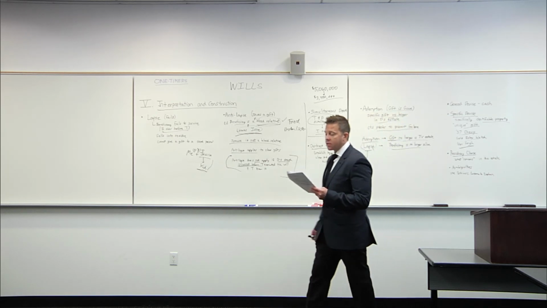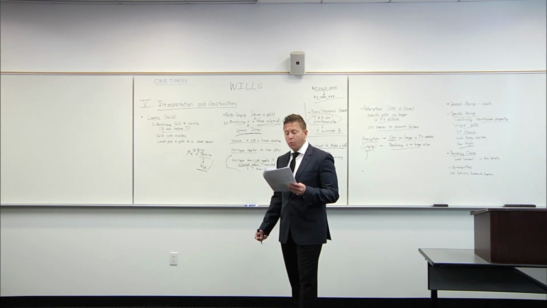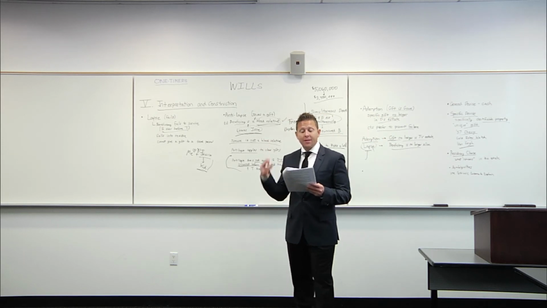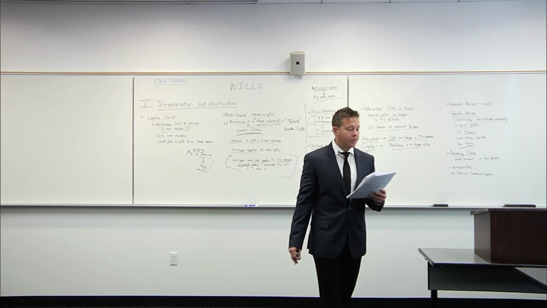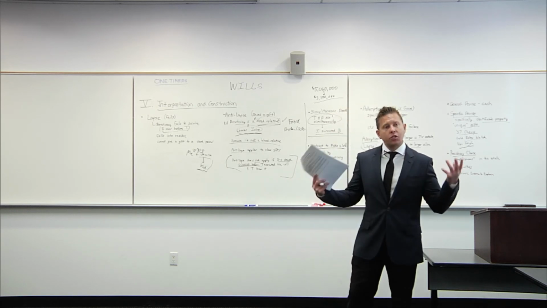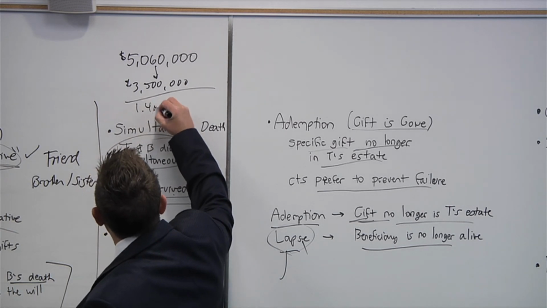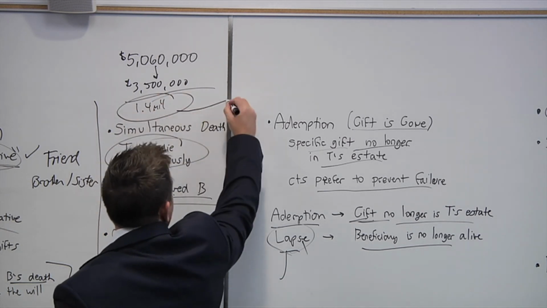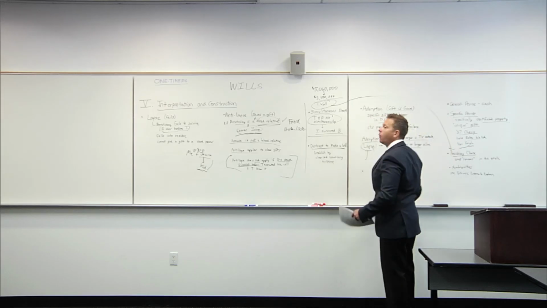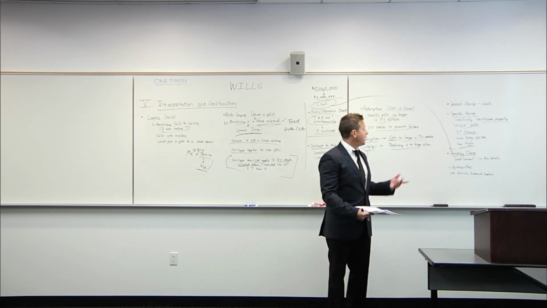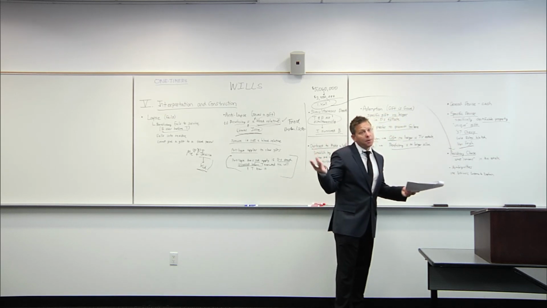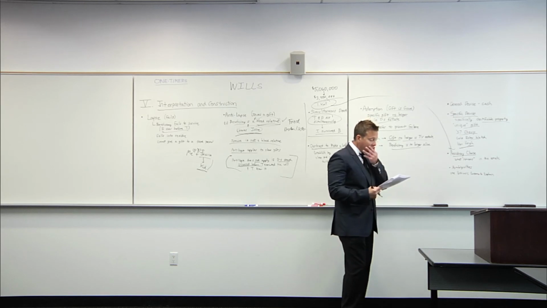So a residuary clause consists of all property not disposed of in the will, essentially what remains in the testator's estate after all the gifts and expenses have been satisfied. It's what's called the catch-all part of the will. So we have the remainder here, 1.4 million. We catch that, throw it into the residuary, and whoever is the residuary beneficiary takes what's left. It's actually kind of good to be the residuary beneficiary at times.